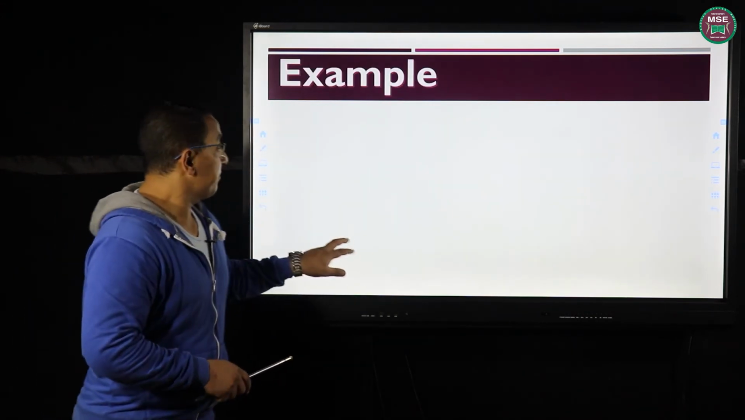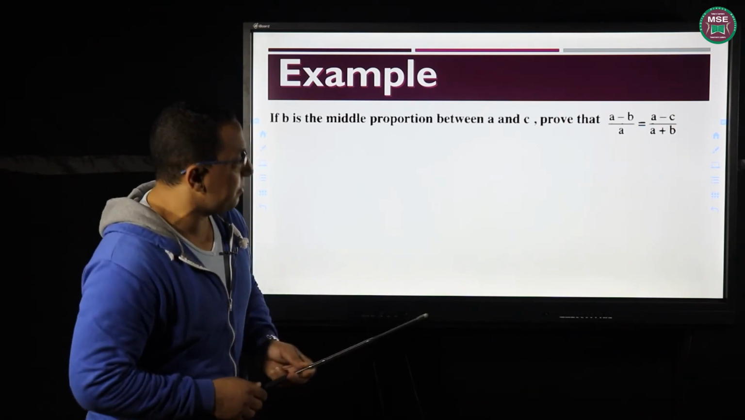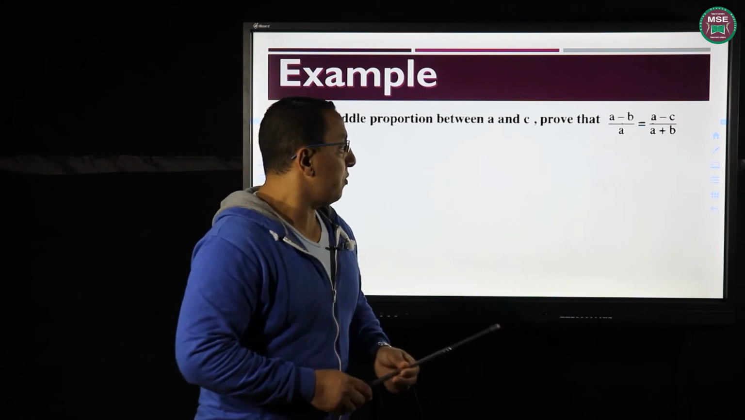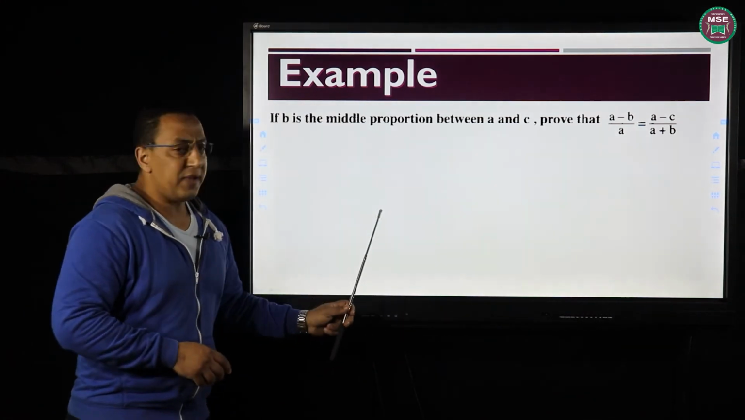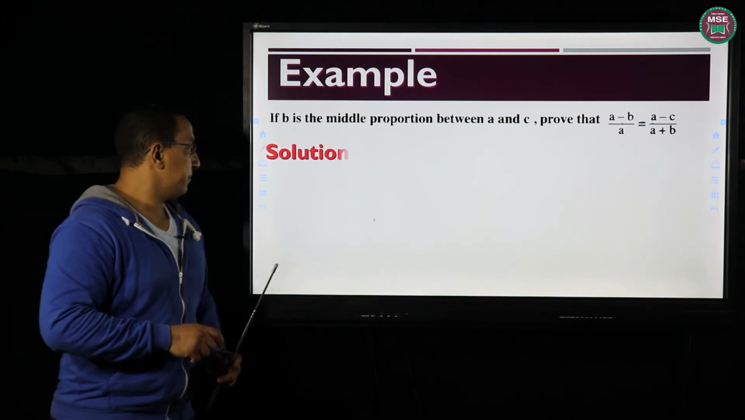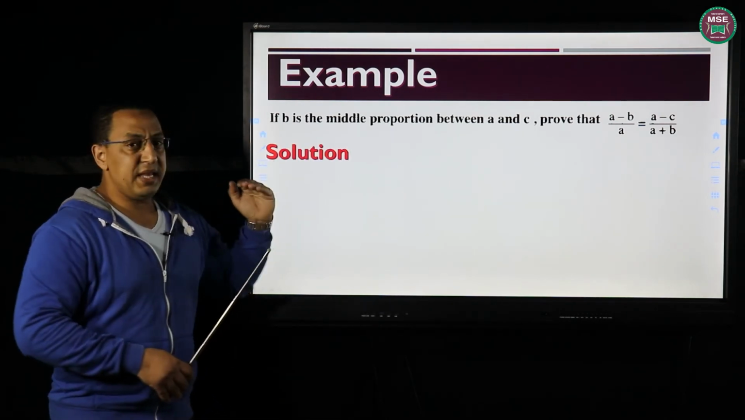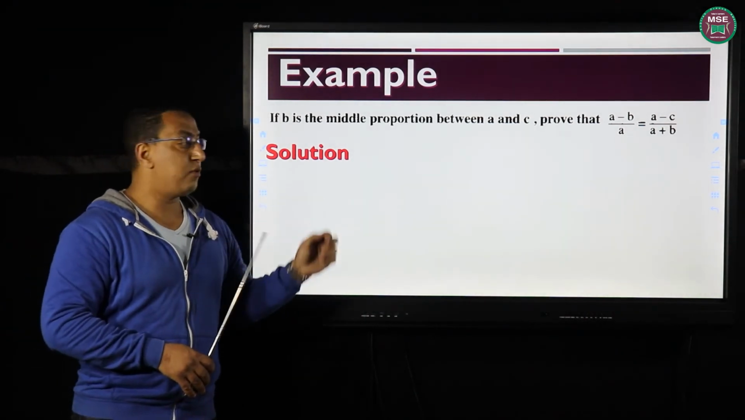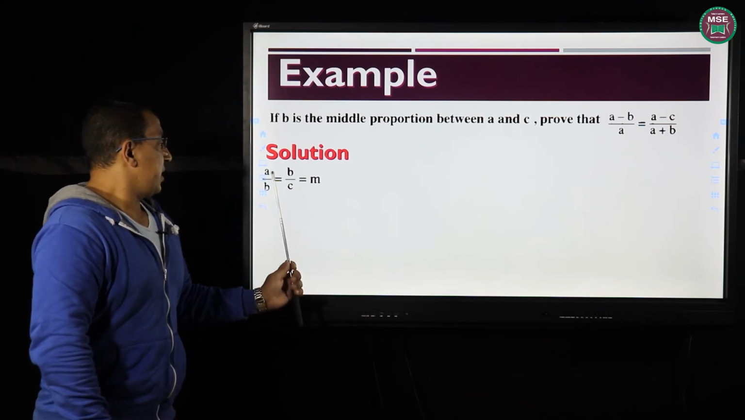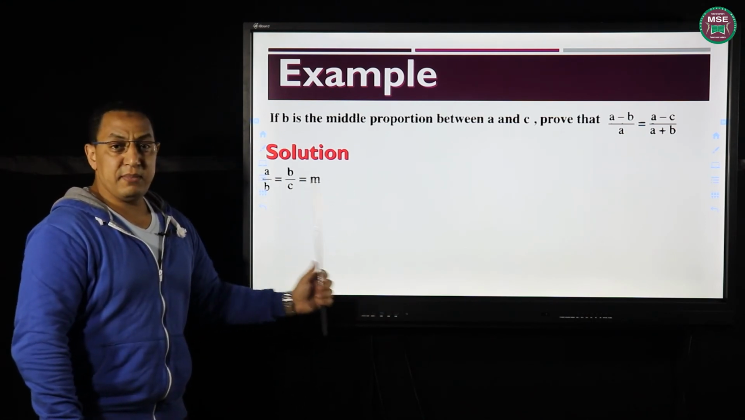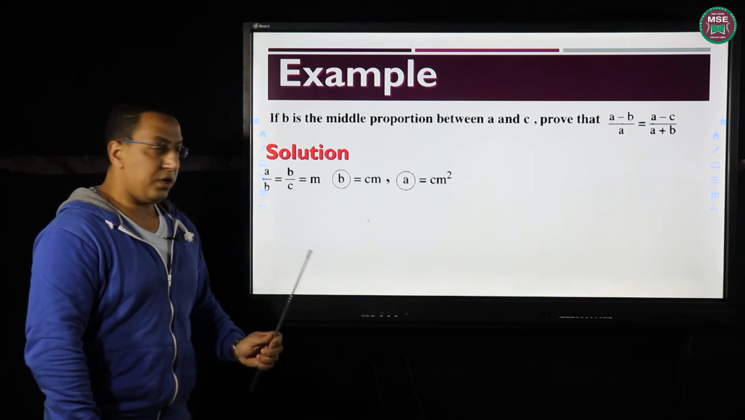Another example. If B is a middle proportion between A and C, then prove that A minus B over A equals A minus C over A plus B. First, we start with the left hand side. But first, A, B, and C are in continuous proportion, so A over B equals B over C. Here B equals CM and A equals CM power of 2, as we took before.